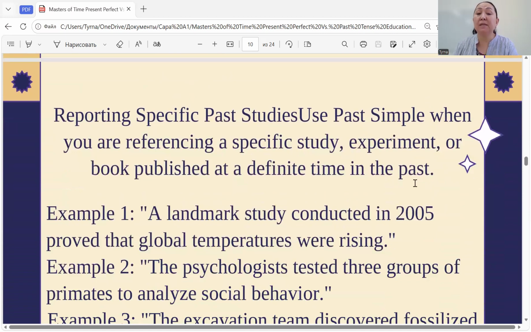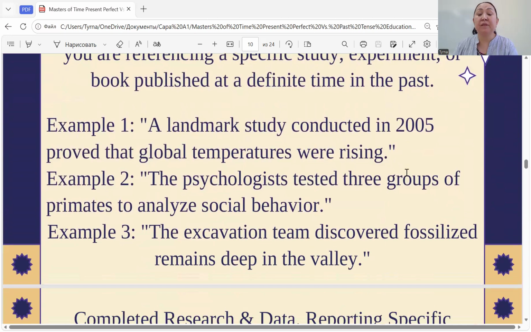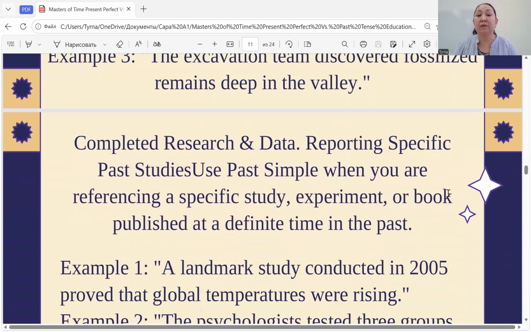Reporting specific past studies: use past simple when you are referencing a specific study, experiment, or book published at a definite time in the past. Example: A landmark study conducted in 2005 proved that global temperatures were rising. The psychologists tested 3 groups of primates to analyze social behavior. The excavation team discovered fossilized remains deep in the valley.